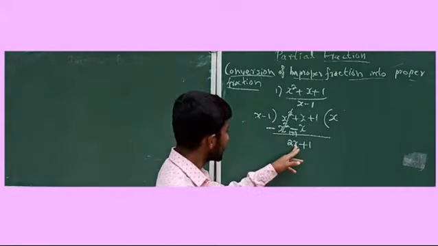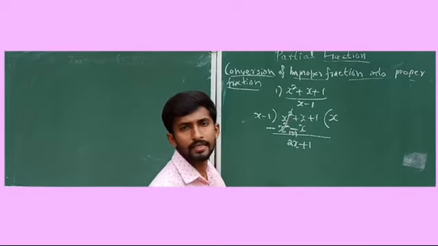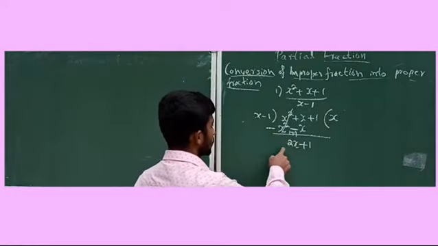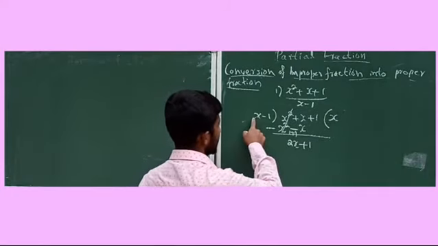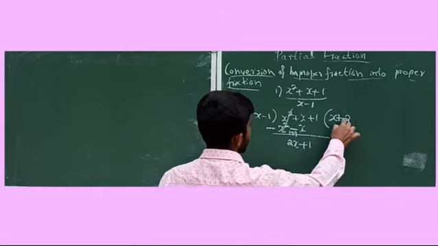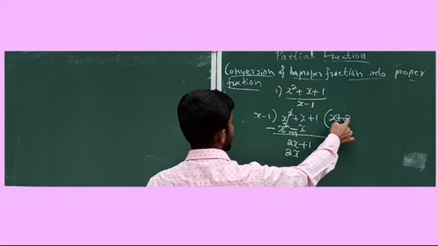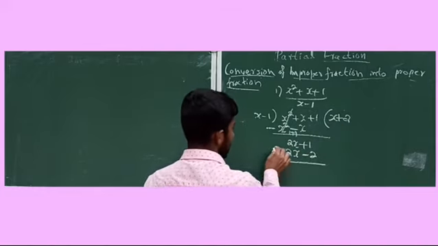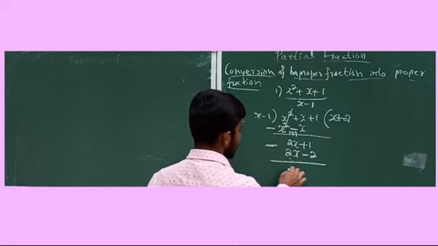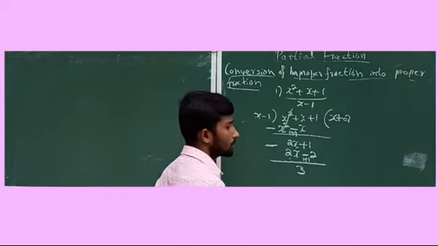That means see, here degree 1, here degree 1. That means degrees are equal. Again it is an improper fraction, right? You need to do further simplification. So here 2x is there, here x is there. To cancel this one, I am multiplying plus 2. Okay, 2 into x is 2x, minus 1 into 2 is minus 2. Again subtract, plus 2x minus 2x gets cancelled, 0, plus 1 plus 2, it's equal to 3.